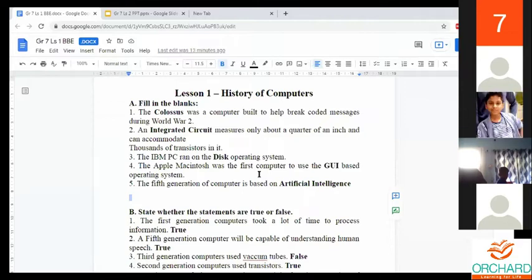Fourth one, the Apple Macintosh was the first computer to use the GUI-based operating system. GUI in the sense graphical user interface. Okay, graphical user interface. So this was the first computer to use the graphical user interface based operating system. The fifth generation of computer is based on artificial intelligence.